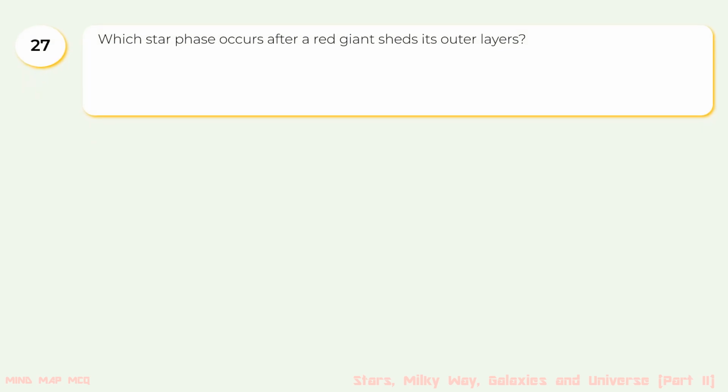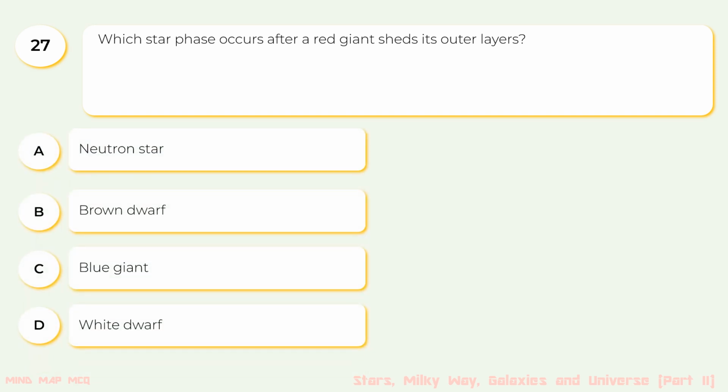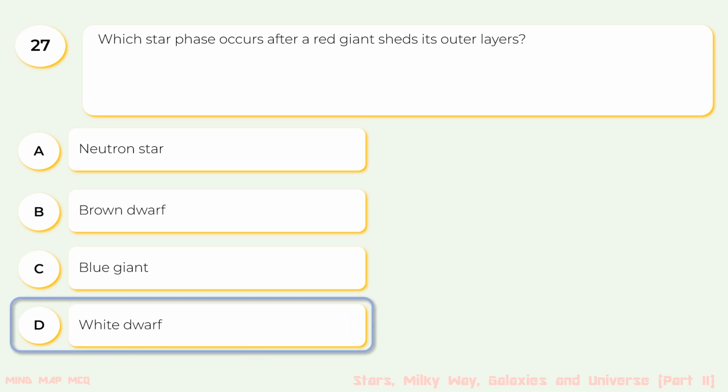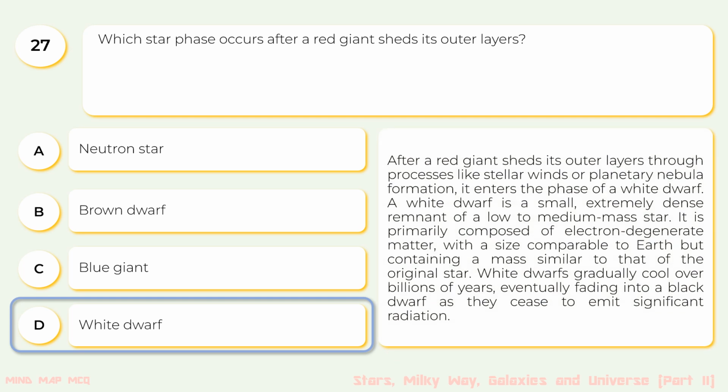27. Which star phase occurs after a red giant sheds its outer layers? The options are A. Neutron star, B. Brown dwarf, C. Blue giant, or D. White dwarf. The correct option is D. White dwarf. After a red giant sheds its outer layers through processes like stellar winds or planetary nebula formation, it enters the phase of a white dwarf.